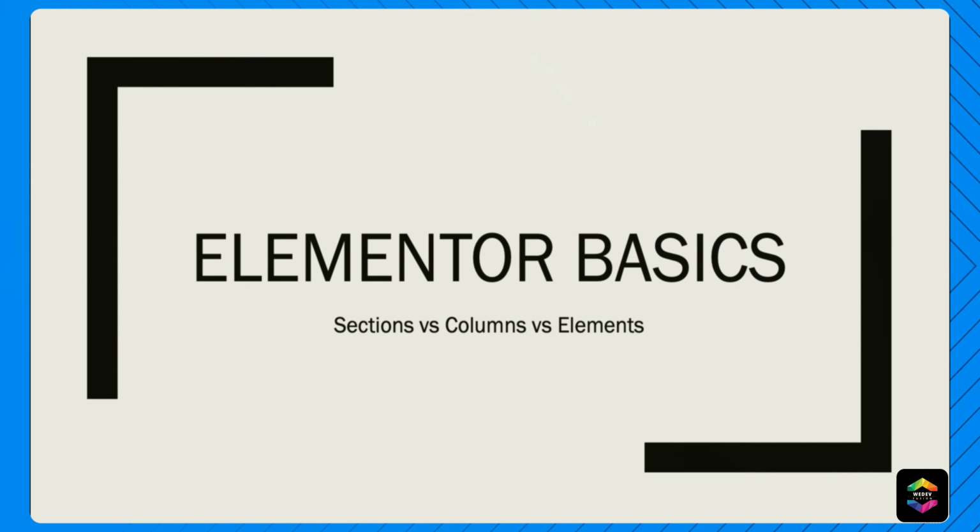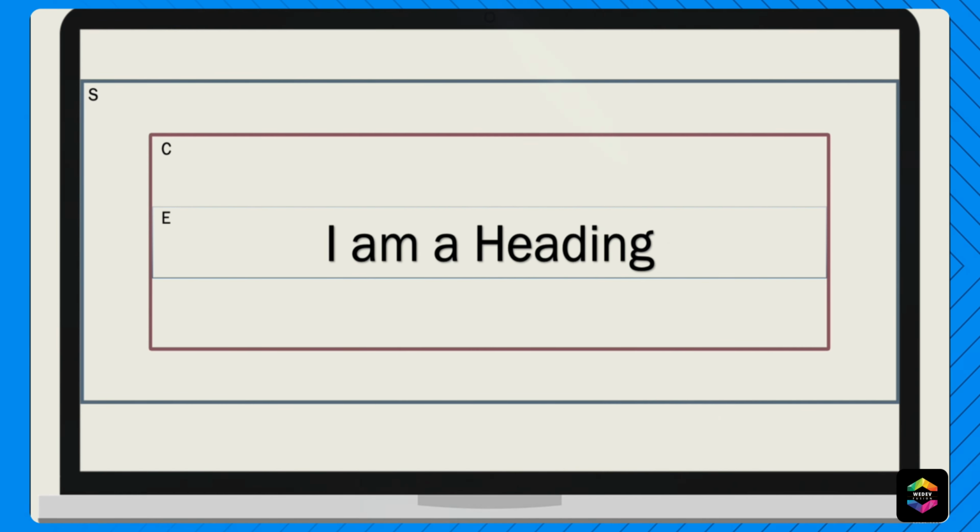Now, there are three things that confuse beginners the most, and those are sections, columns, and elements. Elementor revolves around these three things. So let's take a look at it. Let's take a basic structure of Elementor page builder, which is this. Here is basically the basic boilerplate of Elementor, and you can see that I have made some squares. This blue square right here will be considered as a section, and S represents that. The maroon square right here will be considered as a column, and C represents that. And then this blue line, which is really very thin, will represent the element.